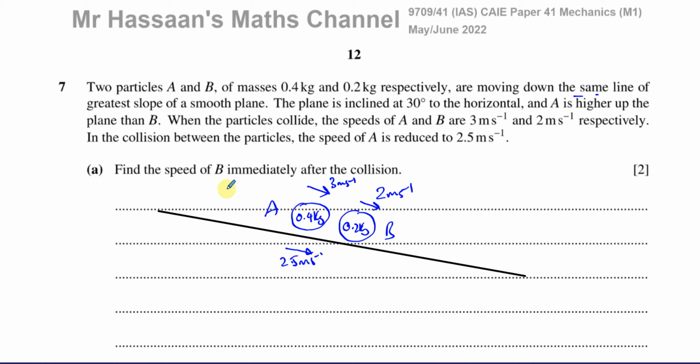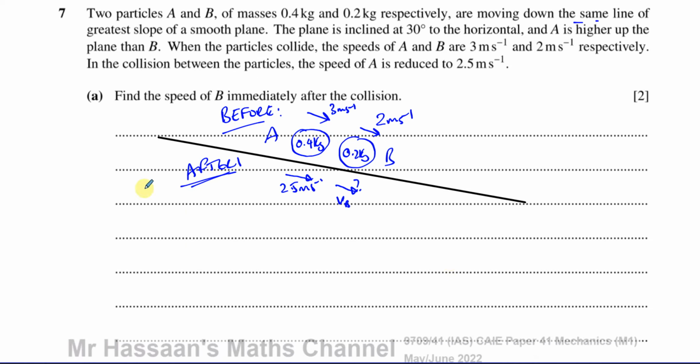So I'm taking this as before the collision. The information here is before, and the information underneath I'm writing as after. And we've got to find what the speed of B is after the collision. Of course it's going to be down, because B is going down as well. So now let's have a look. We're going to use the conservation of linear momentum.